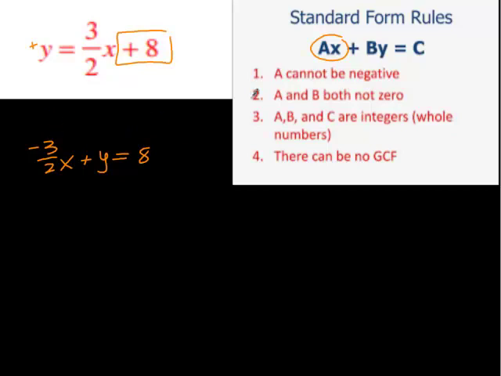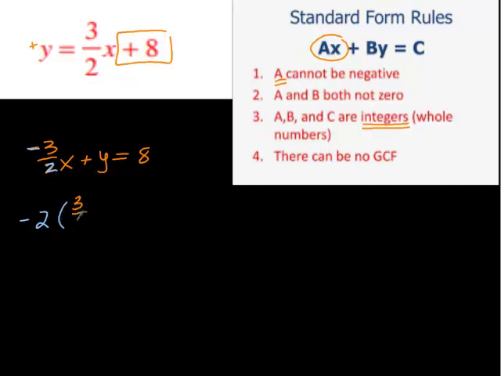We have two issues here. One, A can't be negative. Two, A, B, and C are integers, and 3 halves is not an integer. Really, really easy fix. I'm going to multiply the whole thing by the denominator here. So I'm going to multiply it by a negative because it has to be negative, right? So I'm going to multiply by negative 2 because of this, negative 2, times all of this junk over here.